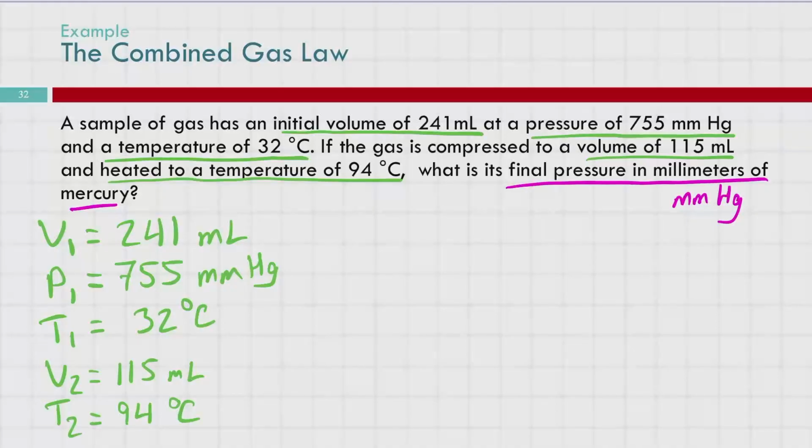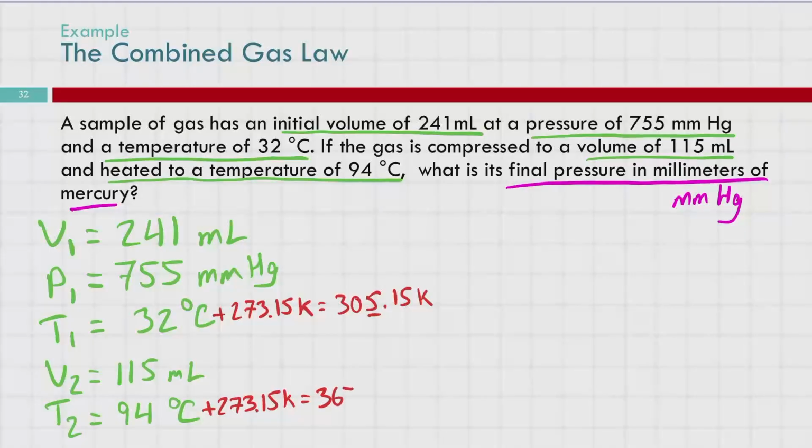What should we do before we start rearranging, before we start plugging numbers in? Convert. We should convert what? Our temperature should get converted to Kelvin. So we add 273.15 Kelvin to each of these. And we get 305.15 Kelvin and 367.15 Kelvin. Okay, just double checking that my brain did that right.